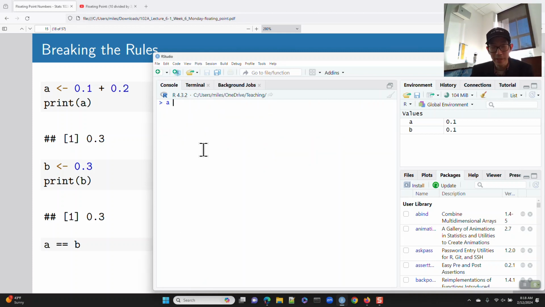What about this? A is going to be 0.1 plus 0.2. So a is 0.3. I'm going to say b is going to be 0.3. So here's a being 0.3, b being 0.3. Is a equal to b? Also false.